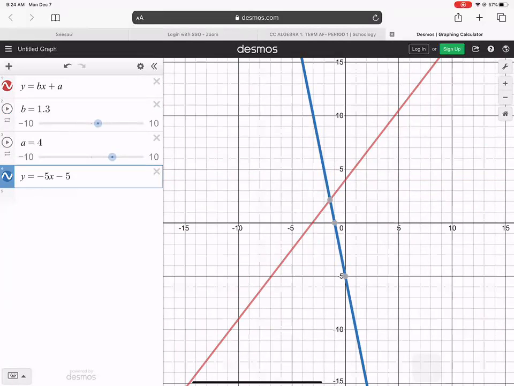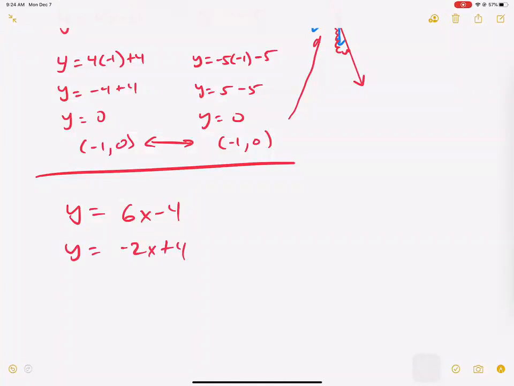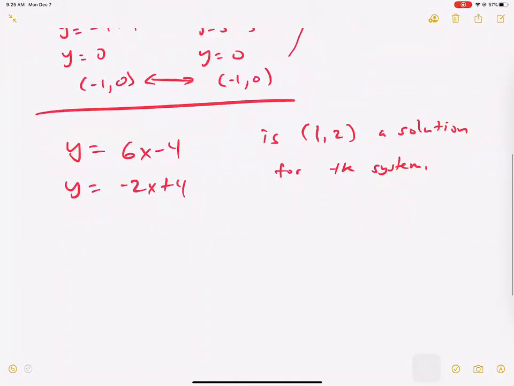Okay, so let's try a different question. Let's try this again. My new equations are y equals 6x minus 4 and y equals negative 2x plus 4. I want to ask you if this solution is going to work. Is 1 comma 2 a solution for the system? So now I reverse it. I'm going to give you the answer and you tell me, does 1 comma 2 work? Then we're going to verify this by graphing. If y is equal to 6x minus 4 and y is equal to negative 2x plus 4, would 1 comma 2 work for both these lines?